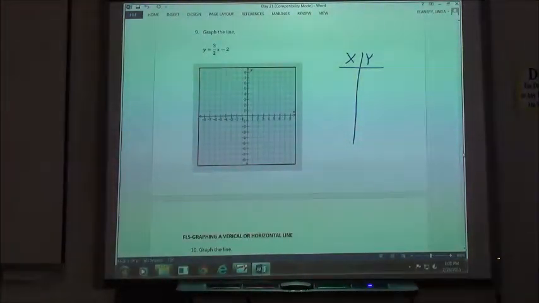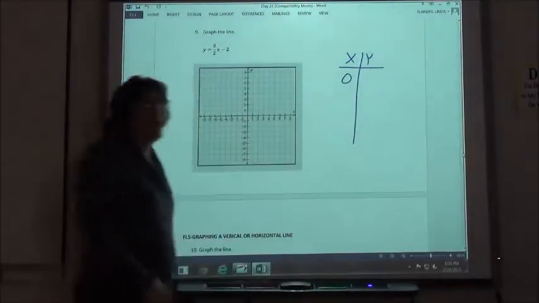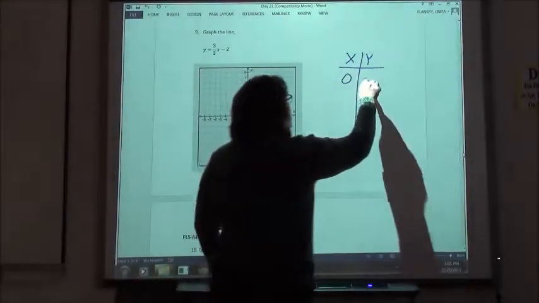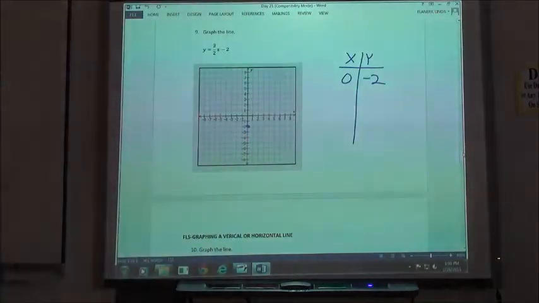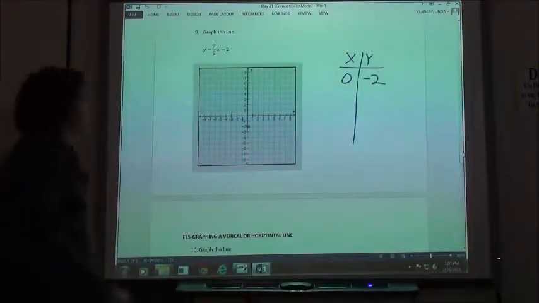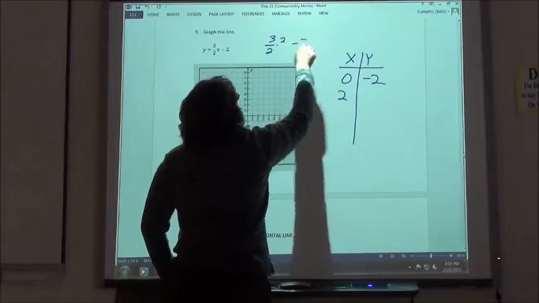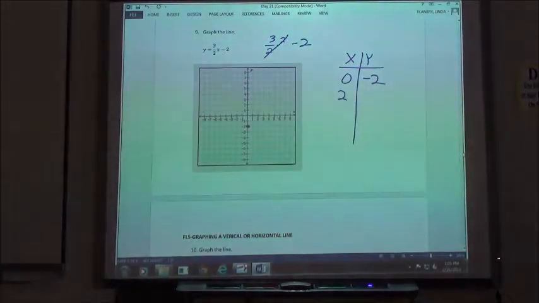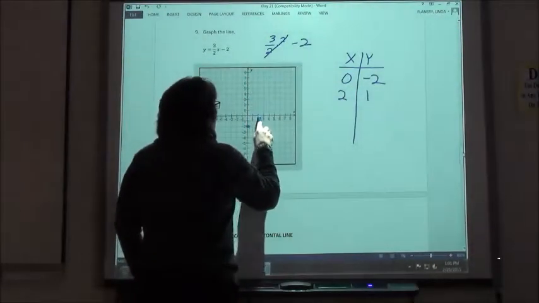So, graphing y equals 3/2 x minus 2, finding my y-intercept. My y-intercept is at -2. Picking some numbers to put in for x. What would be a good choice for x? 2 sounds great. 3/2 times 2 minus 2 gives me 1. 3 minus 2 is 1. So over 2, up 1.